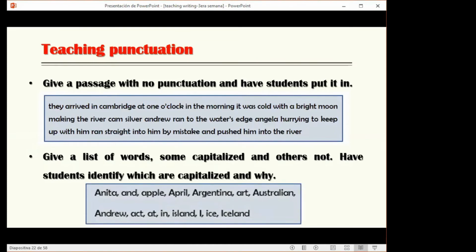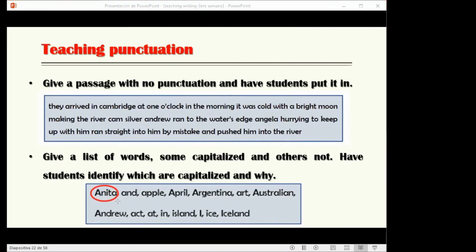Notice you give a list of words. Some of these words are with capital letters and some of them not. So you ask them, no? First, recognize, no? If they are kids, children, primary, maybe. So first, circle all the words with capital letters.